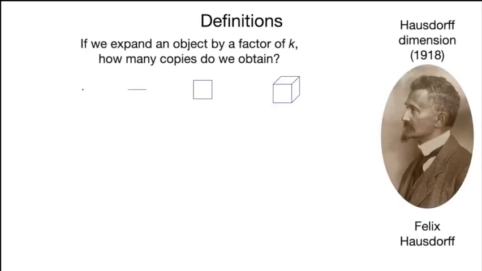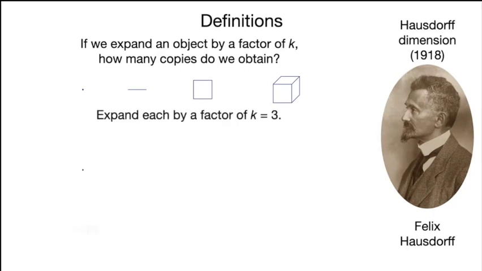And then this last one is an interesting one I want to spend a little more time on. This one, we're going to define dimension in the following way. This is Hausdorff's dimension. So let's take our shape that we want to figure out what dimension it is, and we're going to expand it by some factor. And then we want to see how many copies of the original shape we get.